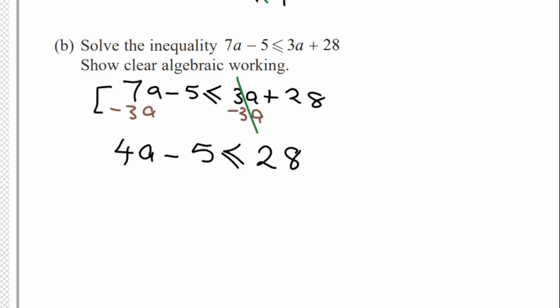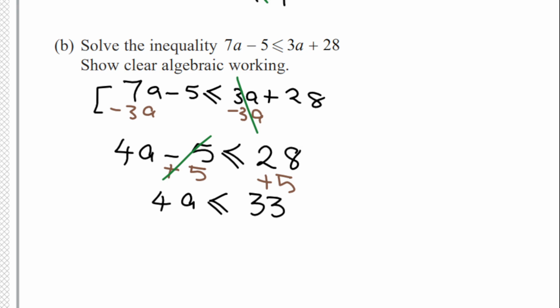I get rid of the 5. How? I do plus 5. Now what happened to that 5? It's gone. Bye. What do I have on the left side? I just have 4a is less than or equals to 28 plus 5 is 33.